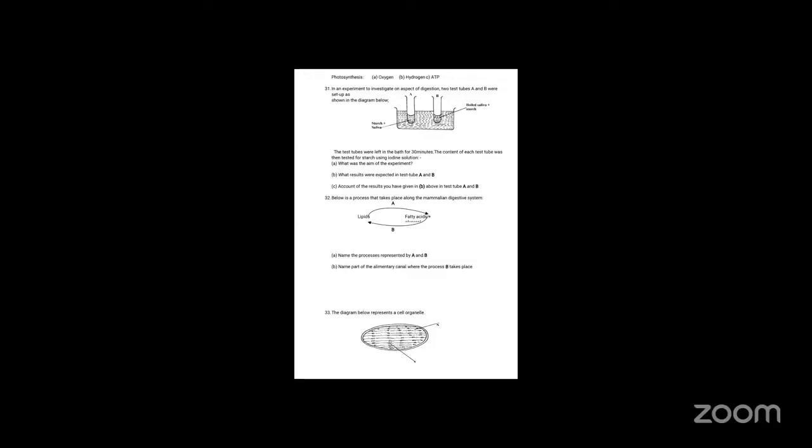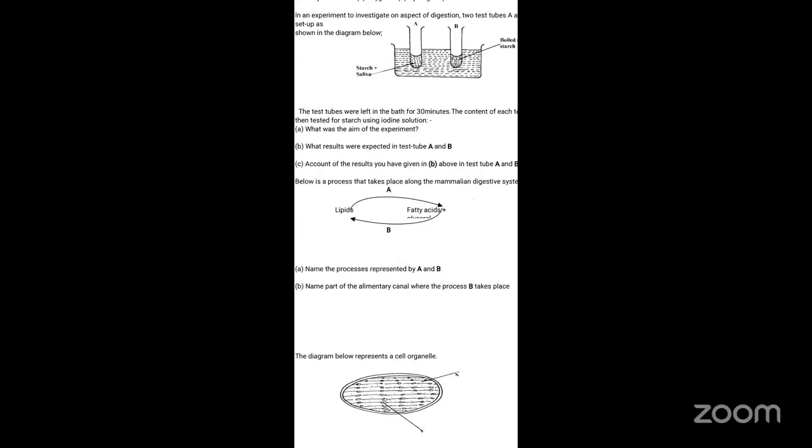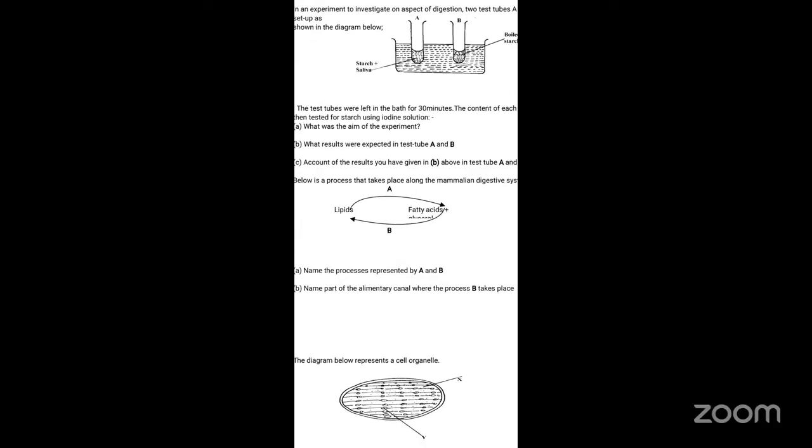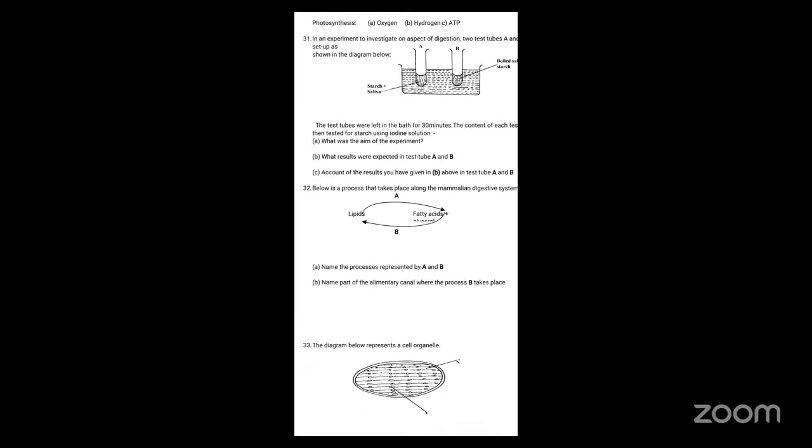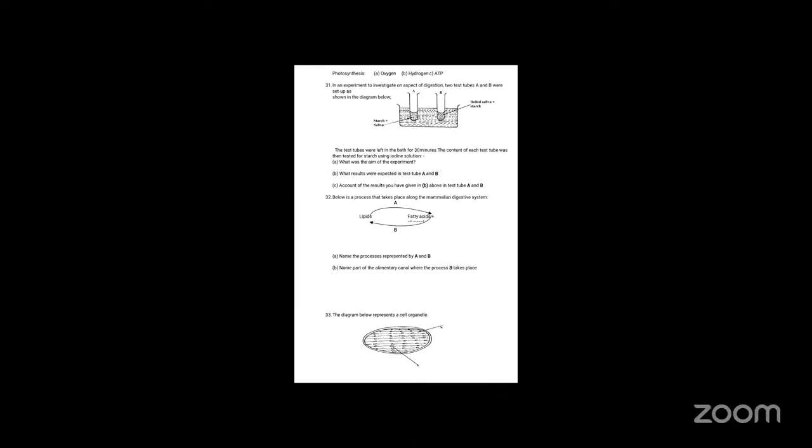Below is the process that takes place along the mammalian digestive system. Tuko na lipids, inapitia process A, inakuwa fatty acids plus glycerol. Aka kenye kamepatika katika hapo, that should be glycerol, okay? So lipids zikipitia process A, zinakuwa fatty acids and glycerol. Fatty acids and glycerol zikipitia process B, zinakombiniwa zote zinakuwa lipids. So which two processes are those? Process A unaona ni kama ni nini?